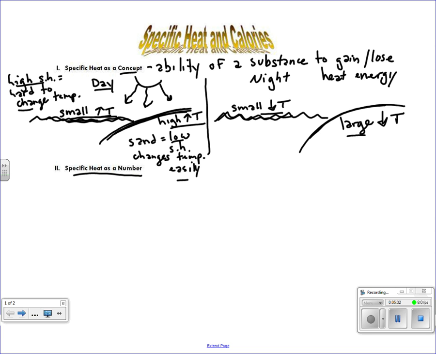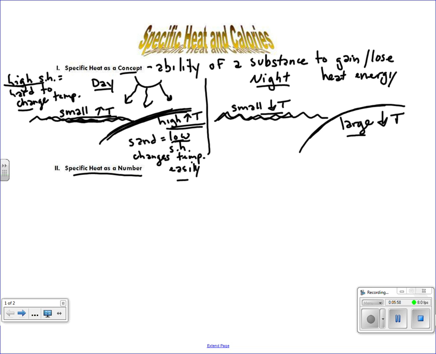So again, to recap, over here in the daytime, the sand with its low specific heat really, really shoots up in temperature because its specific heat allows it to change temperature easily. If you have a high specific heat like water, you're going to see a small change in temperature because it's really hard to change the temperature of things with high specific heat. You have to put in a lot of energy to get just a little temperature change.